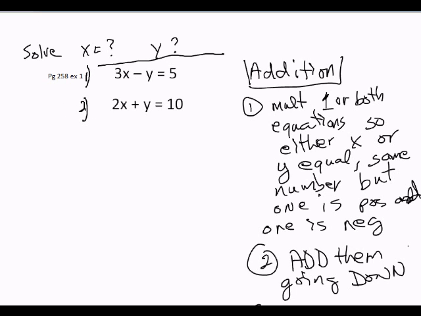So step number 1, I'm looking at these two equations. This is equation 1. This is equation 2. I need to get either the numbers in front of the x's to be the same. It says multiply one or both equations so either the x or y are equal. I'm going to multiply the entire first row or second row to get all the x's to be the same or all the numbers in front of the y's to be the same. Do you see how the numbers in front of the y's are the same?